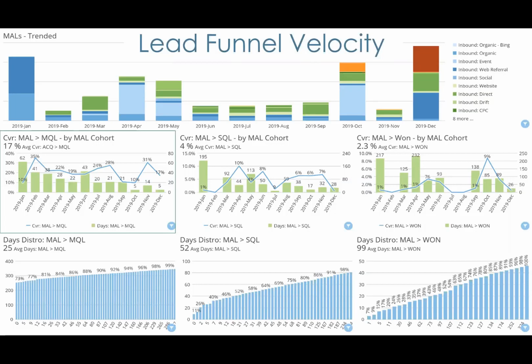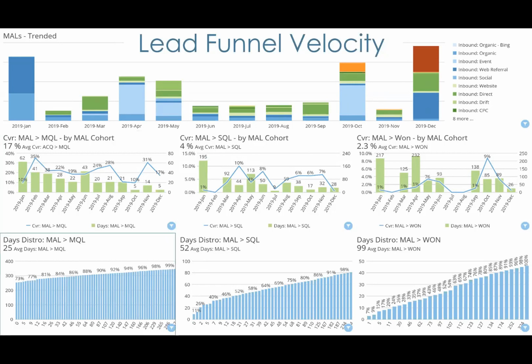What you see here is that even though the average conversion rate between a known and MQL is essentially 17%, there's quite a bit of variability depending on when that known person came into the funnel. In February, you'll see that there's a 35% conversion rate, and on average, it took about 41 days to convert, which is different than January, which is different than July.